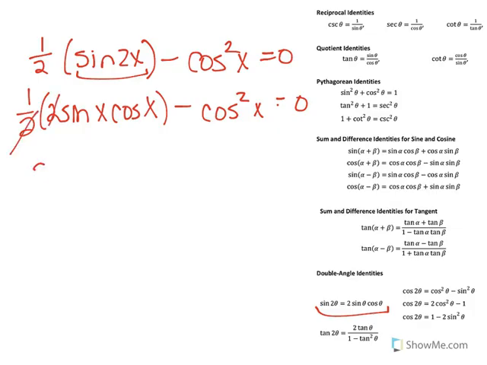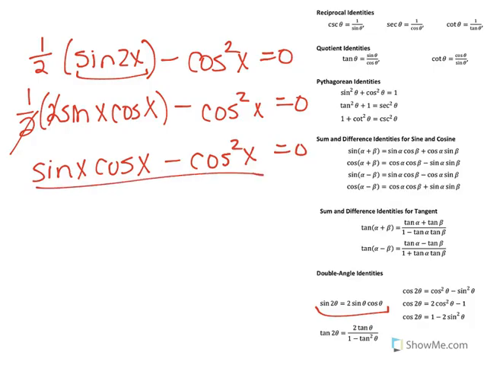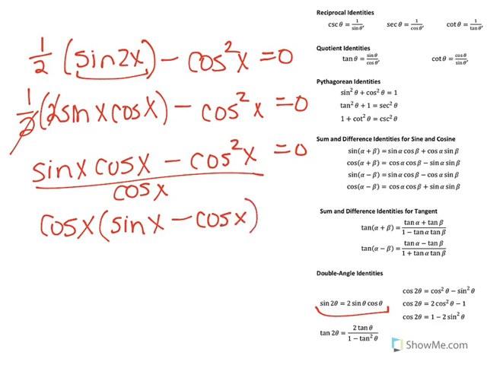This 2 and this 2 are going to cancel. So I have sine x cos x minus cos squared x. I'm now noticing that I have a cos x in both of these, so I'm going to factor one of these out. So I have cos x, and I'm left with sine x minus cosine x. And now we're going to solve each of these for 0. So we're going to first solve cos x equals 0.